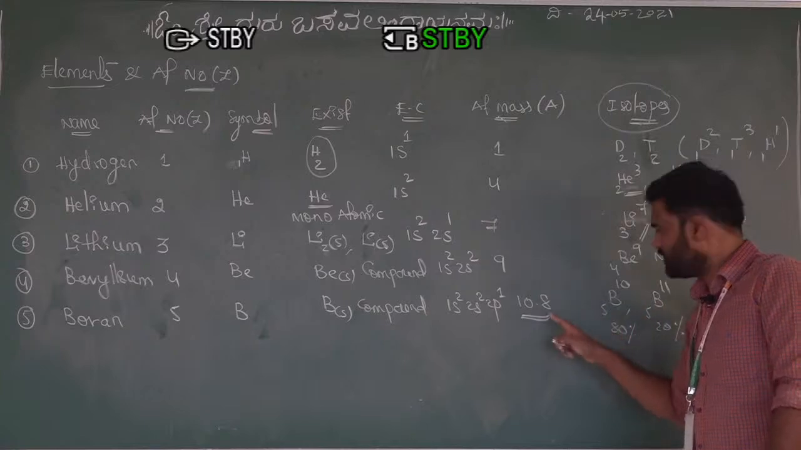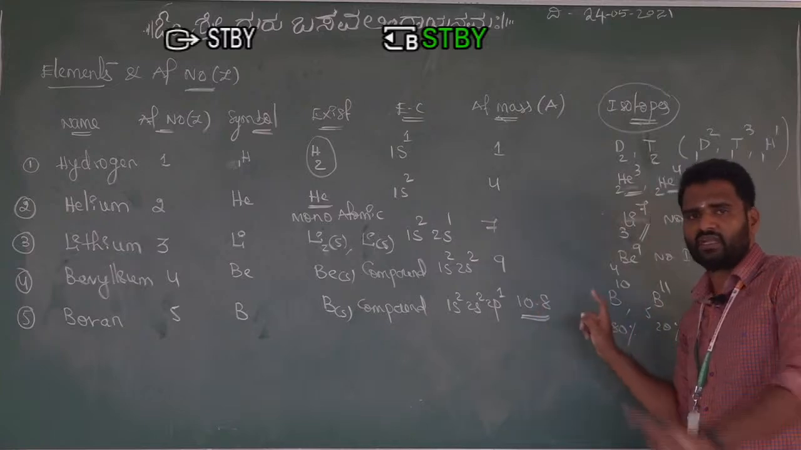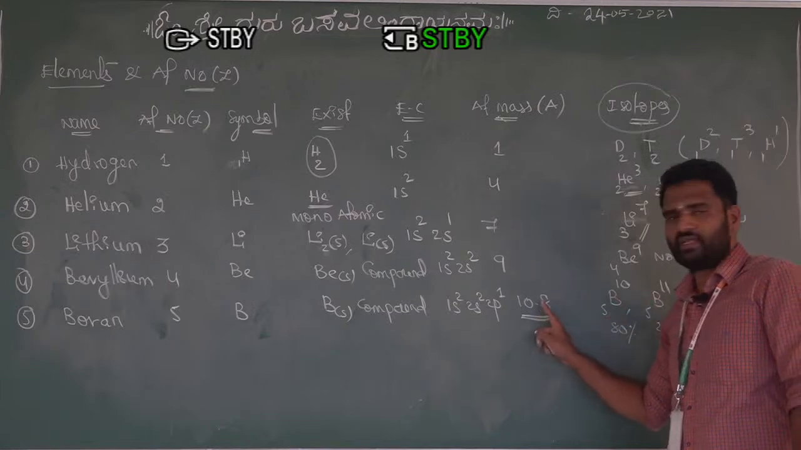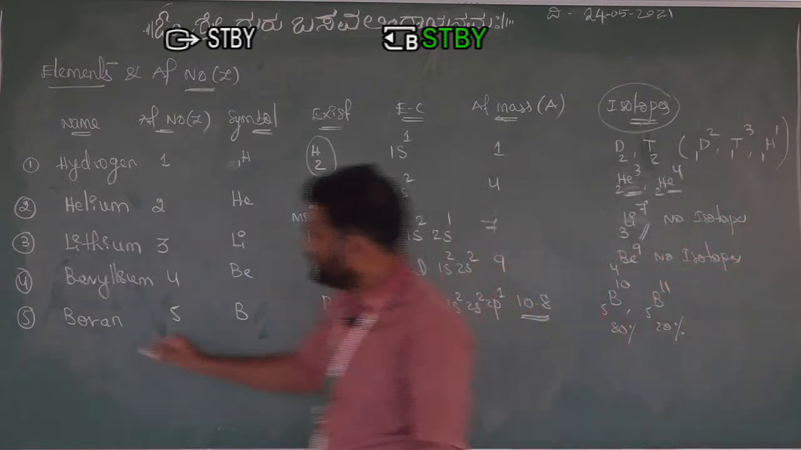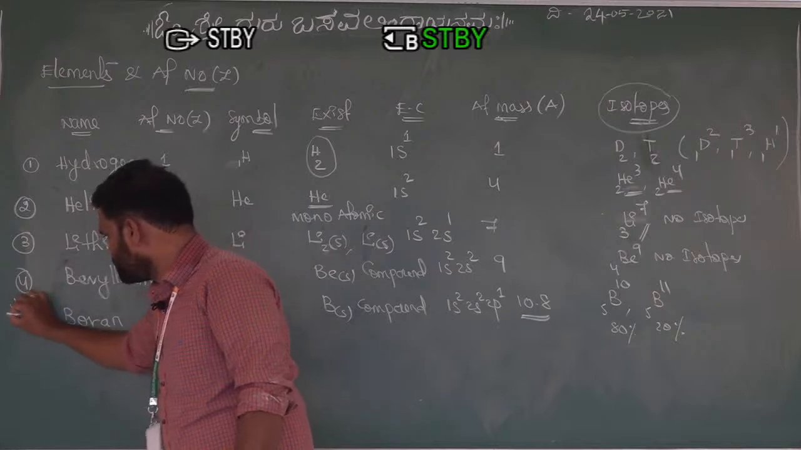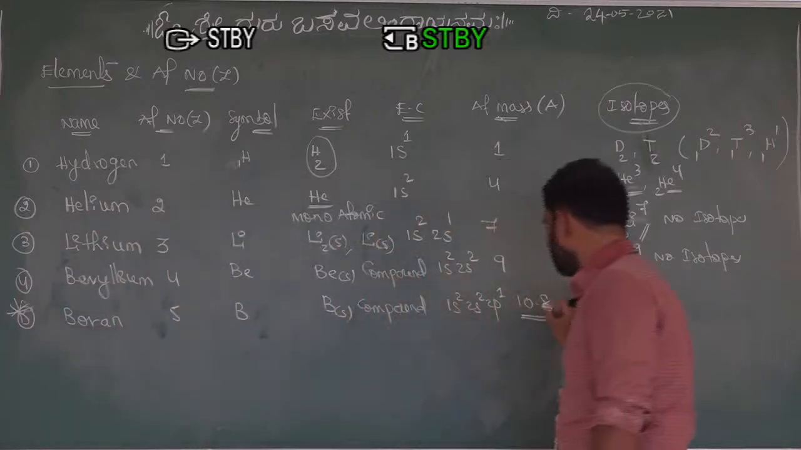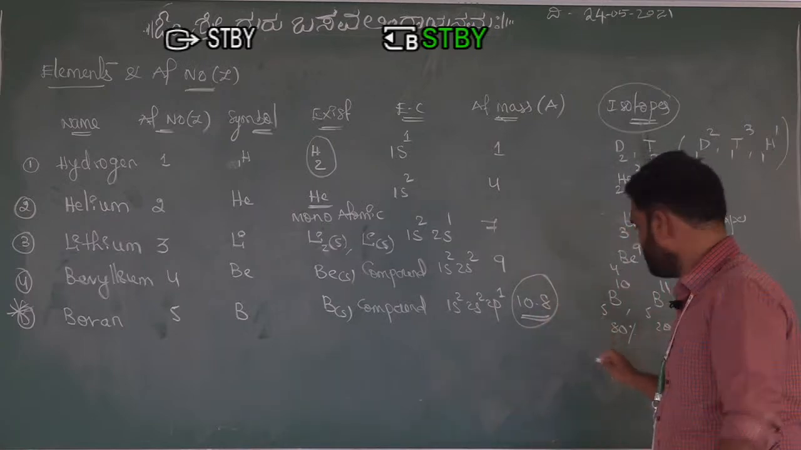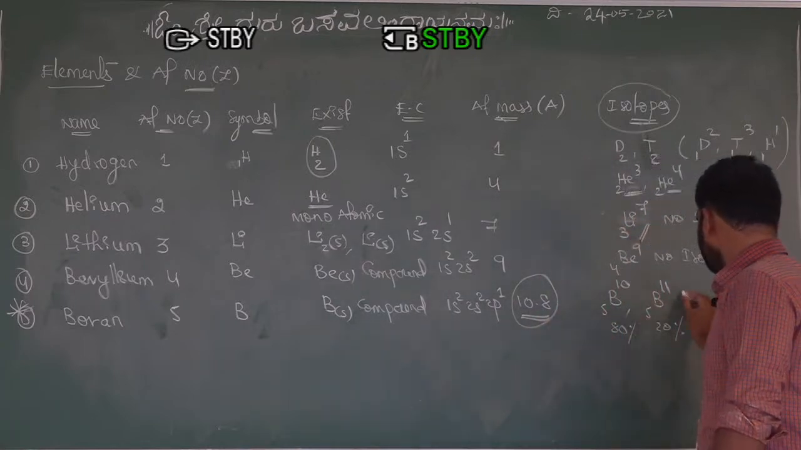But there is no boron with 10.8 grams atomic mass. It is only from the isotope average that we are getting 10.8. So please remember, this is very, very important. This is how you get the average atomic mass. How you are getting this, I already explained here. So I will get the average atomic mass.